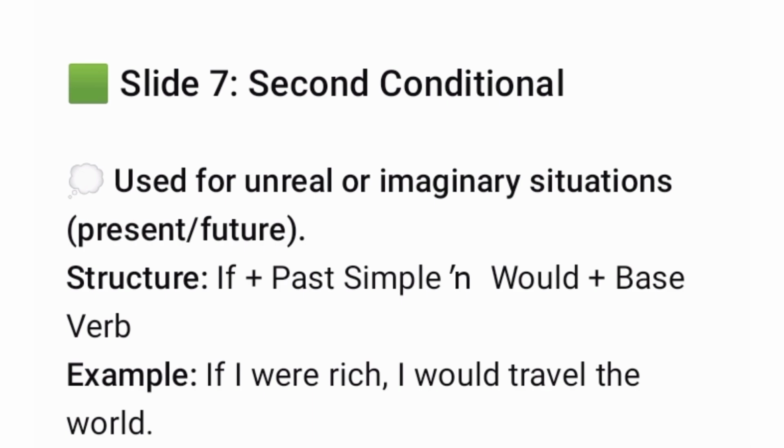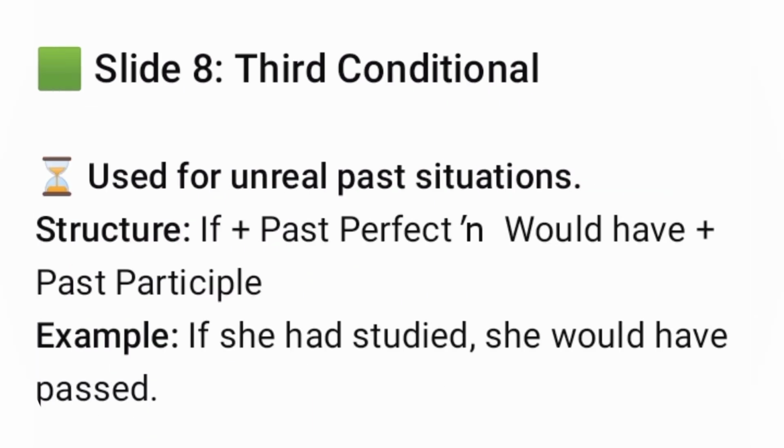The most important one is the third conditional, which is used to express past situations. Its formula is: if plus past perfect tense plus would have, and after it the past participle. Past participle means the third form of the verb. In these sentences you tell about a past situation using the past perfect, and the second part is based on would have, followed by the third form of the verb.